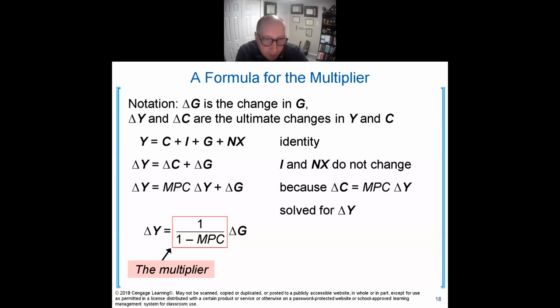Change in gross domestic product can be represented by the multiplier effect as 1 divided by 1 minus the MPC, times the change in government spending. Yes, it's a very complex formula, and no, I will not be testing you on that on the final exam. Don't worry about that.